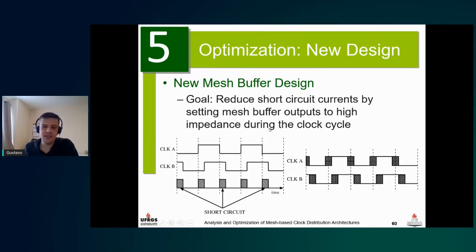The proposal that I made was, instead of switching the buffers from 0 to 1 and 1 to 0, to switch from 0 to a high impedance state, and then 1, and then from 1 to a high impedance state, and then 0. We would completely eliminate the overlap, the time that one clock buffer is driving a 1 and the other one is driving a 0. And by doing so, we would reduce the short circuit current.